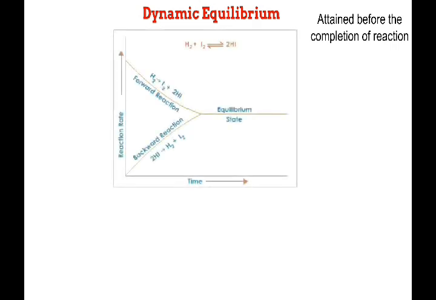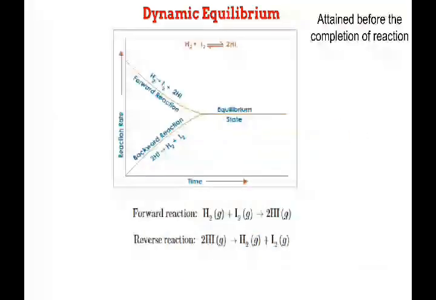Now we will explain dynamic equilibrium with the help of a graph. This graph shows the formation of hydrogen iodide. In the beginning, the rate of forward reaction is faster than the rate of reverse reaction. As the reaction proceeds, the reactants gradually decrease, and hence the rate of forward reaction slows down. But the rate of reverse reaction increases.